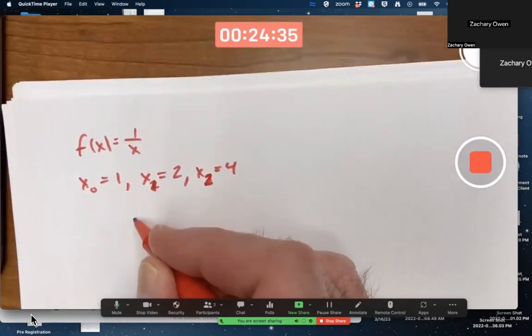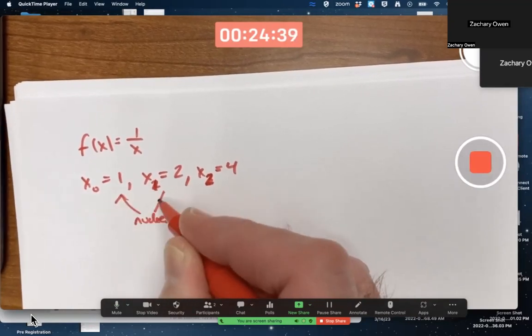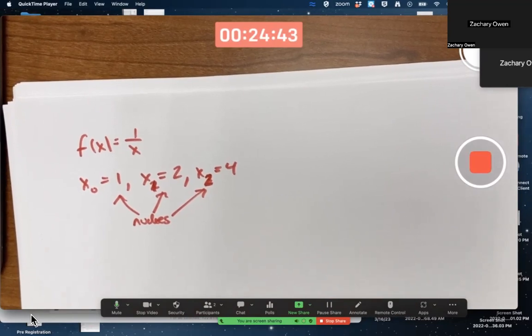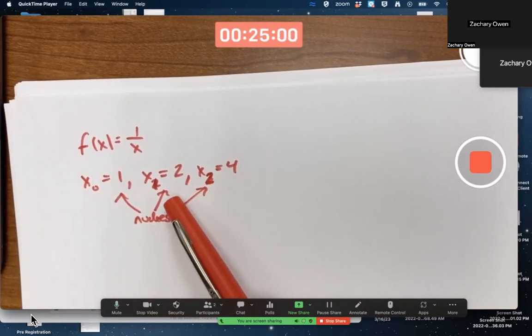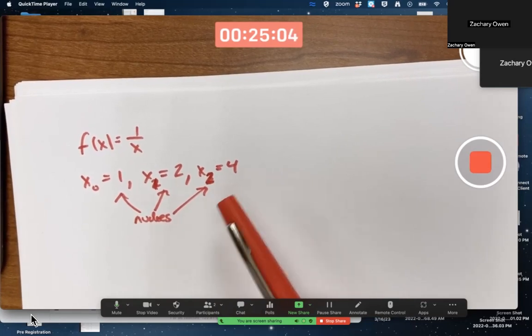These are called nodes. Do notice that we start the subscript at 0, not 1. So x0, you could call it the 0th node. We also could call it the first node, but either way, we'll label it x sub 0. I think I'll usually call it the first node, but it's labeled x sub 0. The second node is labeled x sub 1, and the third node is labeled x sub 2.